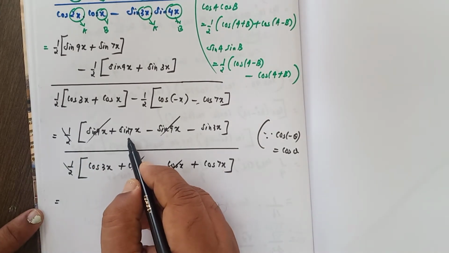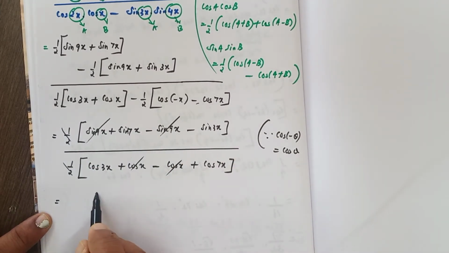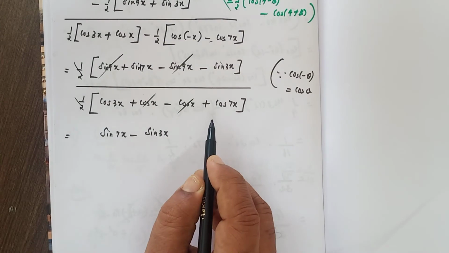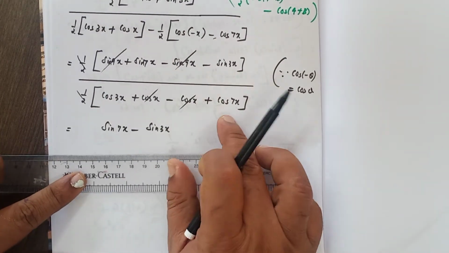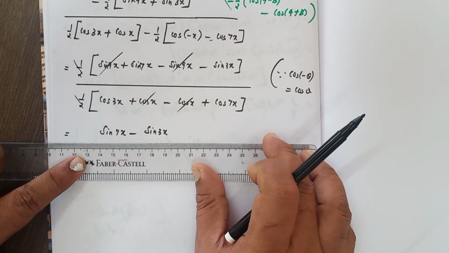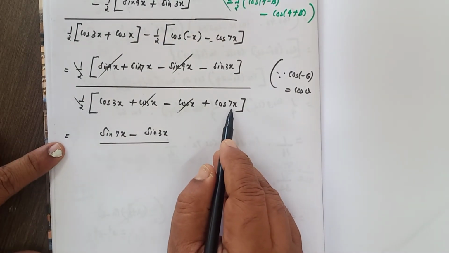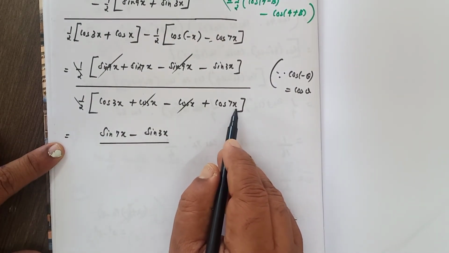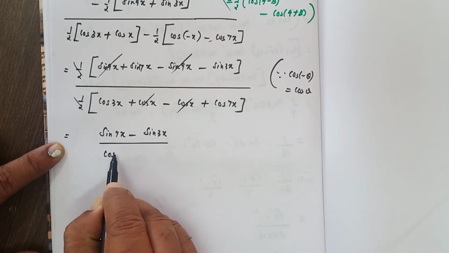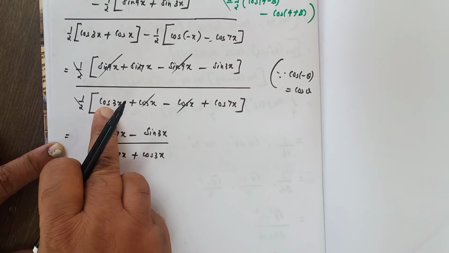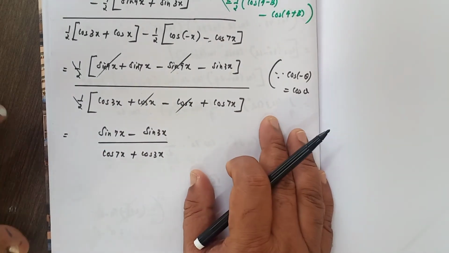So which one is left out here? Sin 7x minus sin 3x divided by cos 7x plus cos 3x. I write the higher angle at first, cos 7x, then cos 3x. Even if you write cos 3x plus cos 7x, you'll be getting the answer right.